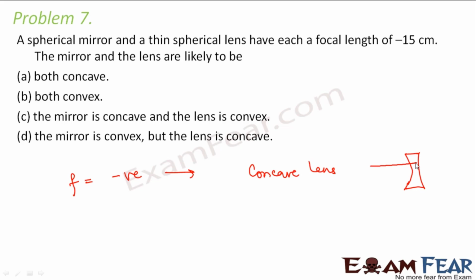If you remember the concave lens, when a parallel beam of light falls on it, the rays all diverge, and when you extrapolate them in the backward direction, they meet at the principal focus. Therefore, your focal length is negative in case of a concave lens. What about the mirror? In which mirror is the focal length negative? It is negative in case of a concave mirror.